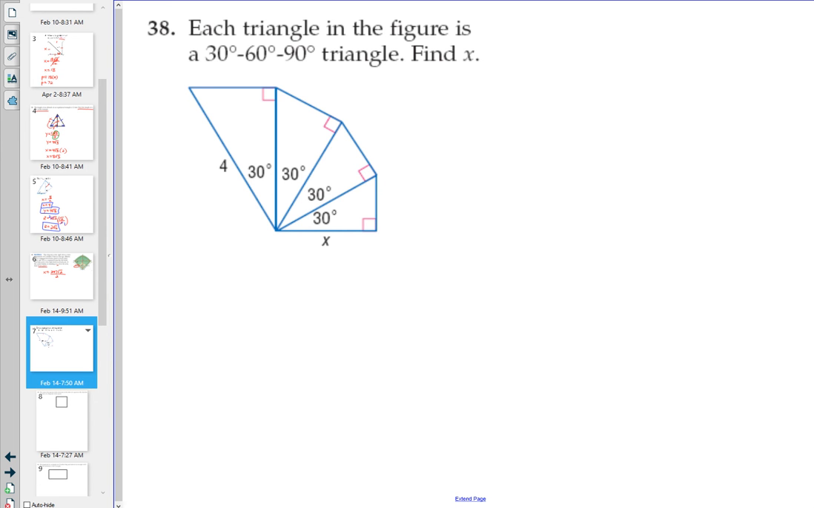So every triangle in this figure is a 30, 60, 90. So find x. Okay. What is x? X is part of only one of those triangles. What side is x acting as?